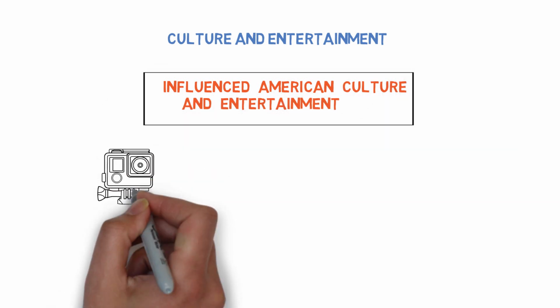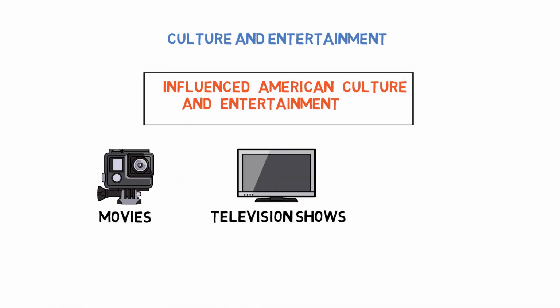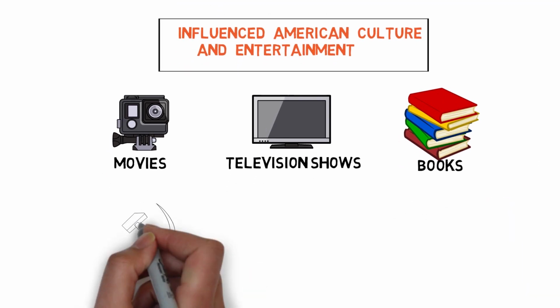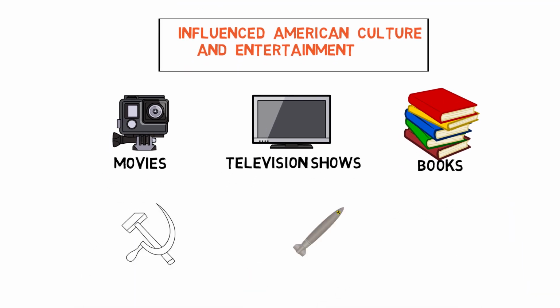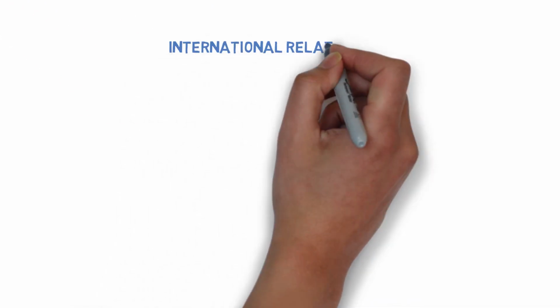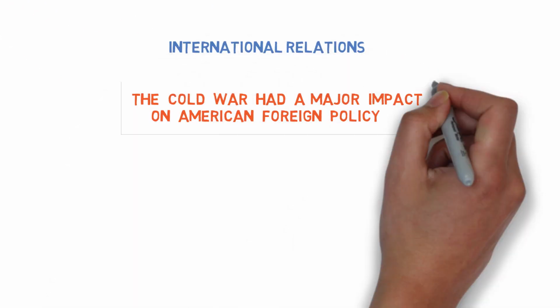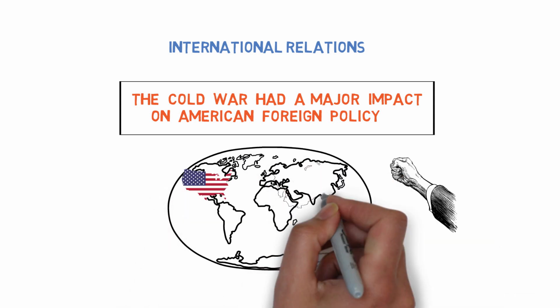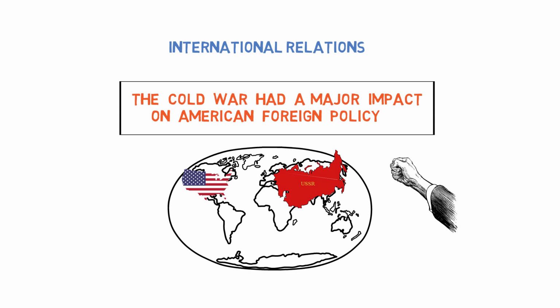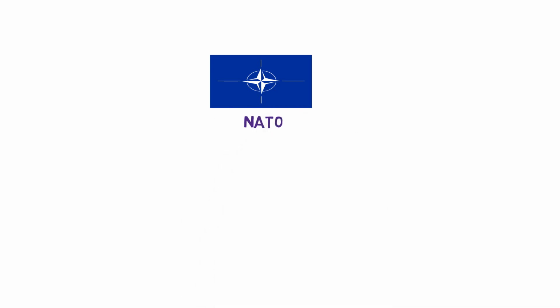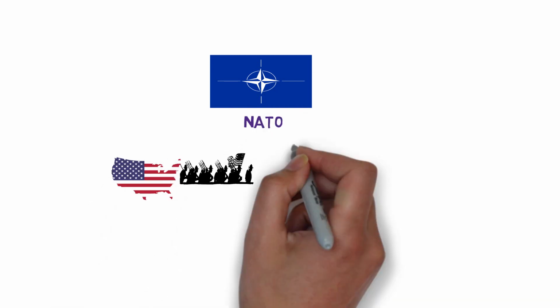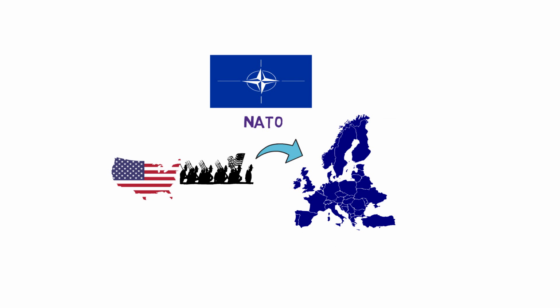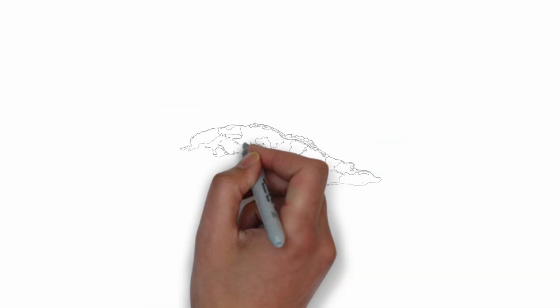Culture and entertainment. The Cold War influenced American culture and entertainment with movies, television shows, and books often featuring themes related to communism and the threat of nuclear war. International relations. The Cold War had a major impact on American foreign policy, with the U.S. engaged in a global struggle for influence and power with the Soviet Union. This led to the development of alliances and partnerships with other countries, for example, NATO, where the United States committed itself to deploying troops in Europe, as well as international crises such as the Cuban Missile Crisis.